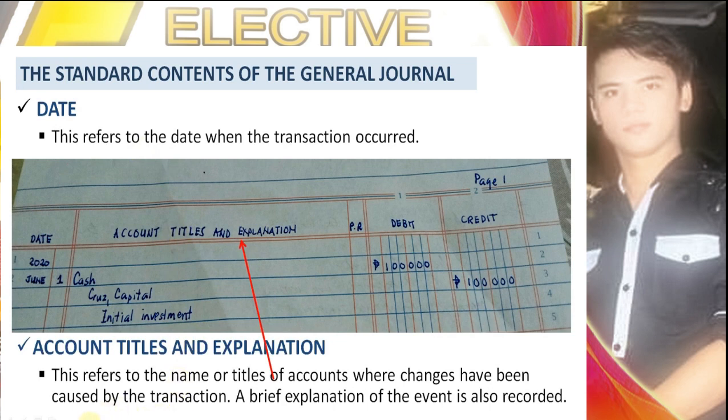Another content is account titles and explanation. This refers to the name or titles of accounts where changes have been caused by the transaction. A brief explanation of the event is also recorded. You will notice in the column account titles and explanation, we have the following titles of accounts: cash and Cruise capital. This means that the transaction that happened on June 1, 2020 caused changes in the accounts cash and Cruise capital. And you notice this one, initial investment. This is a brief explanation of the event that occurred.